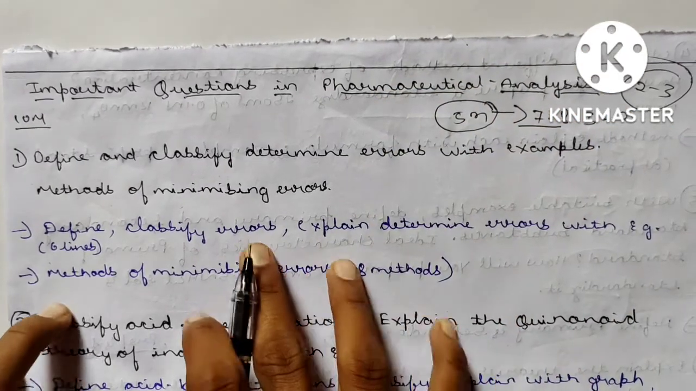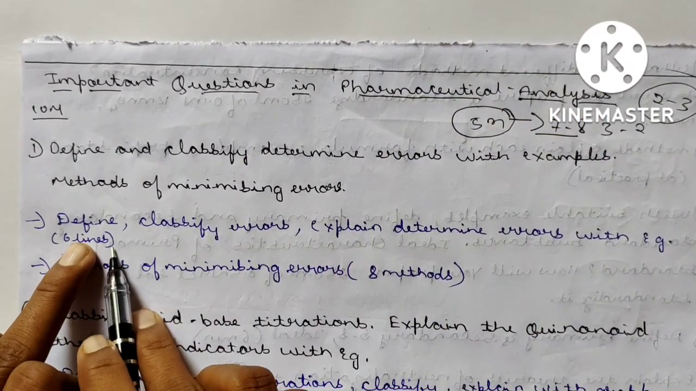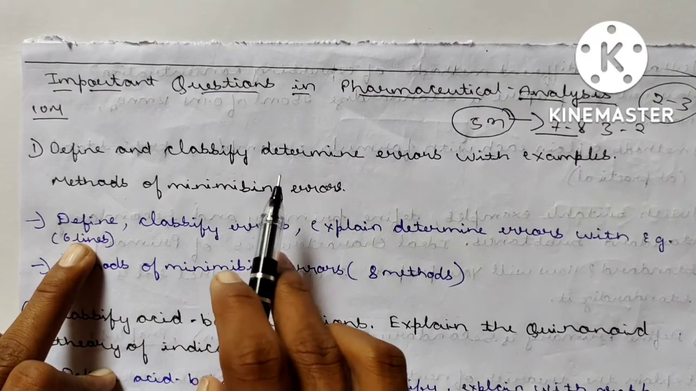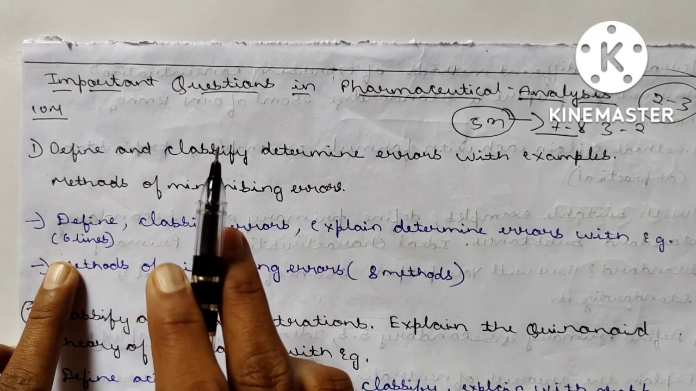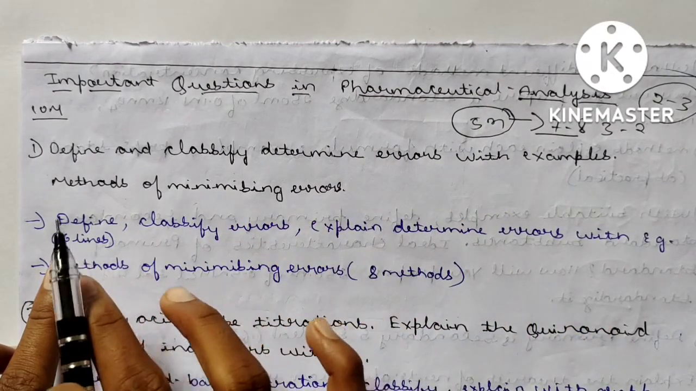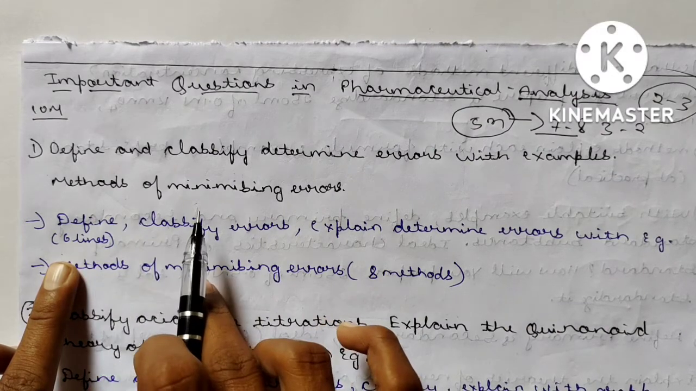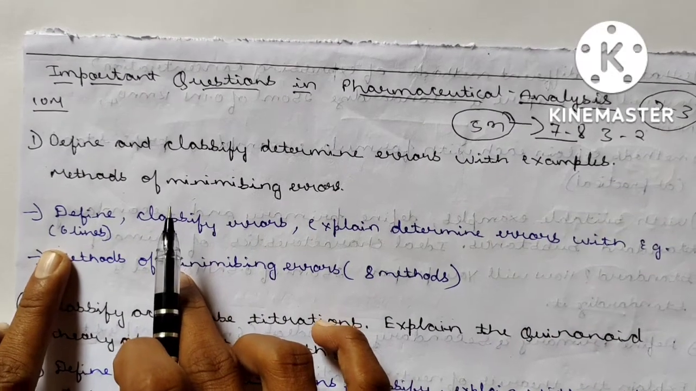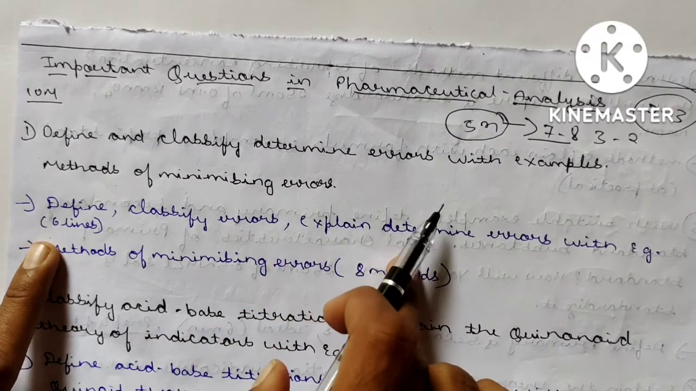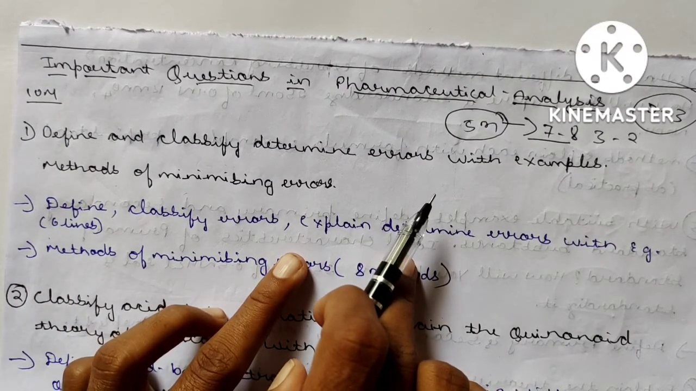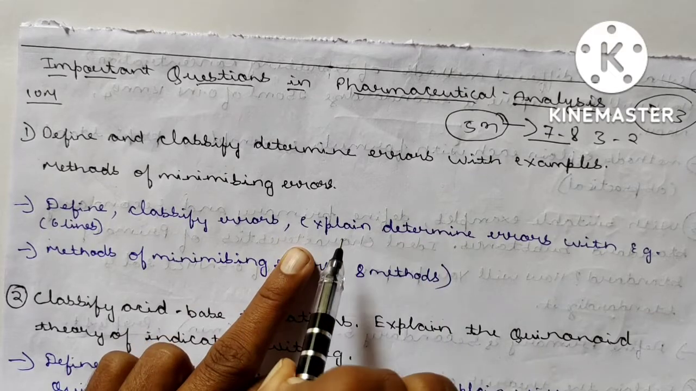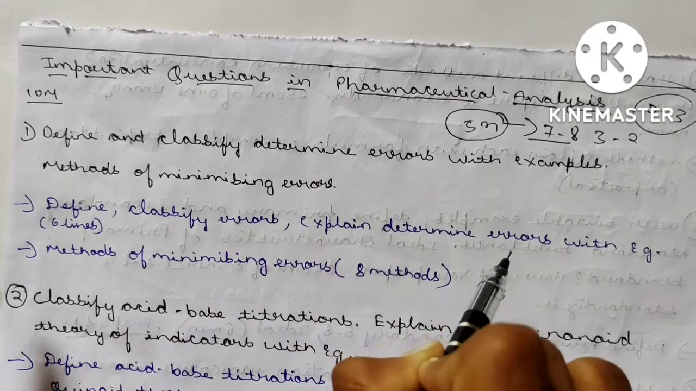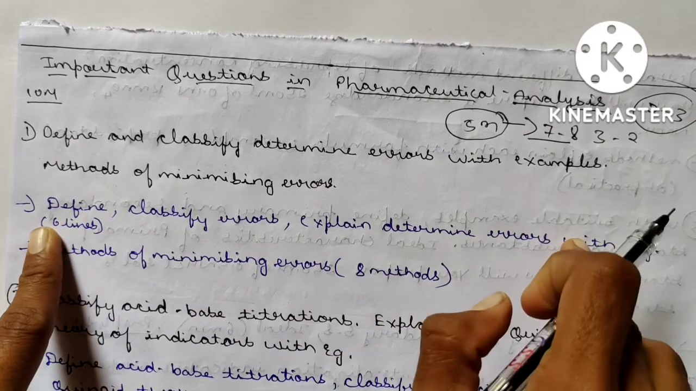See what methods you have to write. First you define errors, and that definition is 6 lines. Don't directly just classify errors. First you write what these errors are, then you classify those errors. After classifying the errors, you explain what determinate errors are. Two types of errors are there: one is systematic and one is non-systematic, meaning determinate or indeterminate. Then you have to classify these determinate errors with examples. This covers one question.